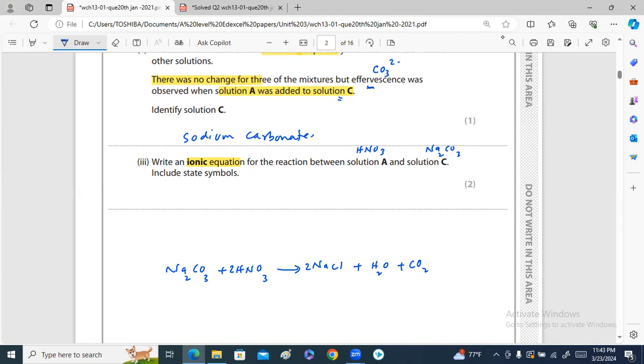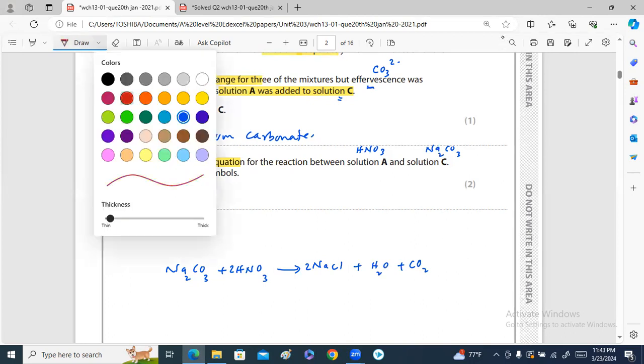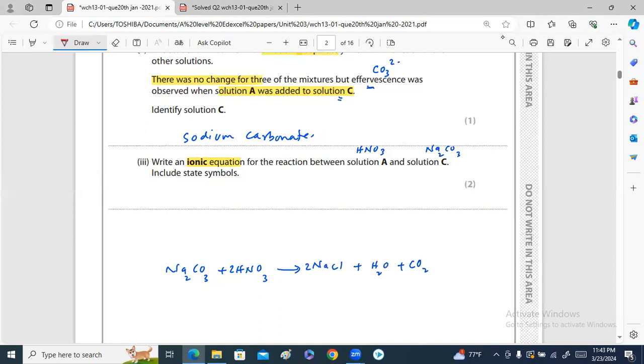If you want to convert it into the ionic equation, we have to skip the spectator ions. So Na+ on the left hand side, then 2Na+ on the right hand side. These are the spectator ions. So after skipping 2Na+, carbonate CO3 2- will be left behind. Then 2NO3.